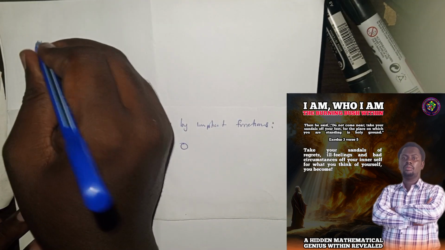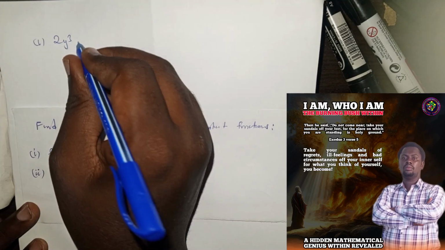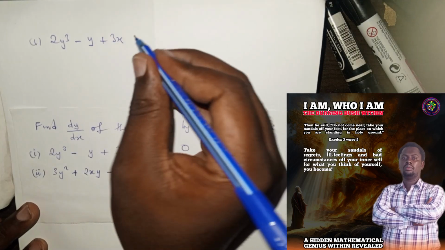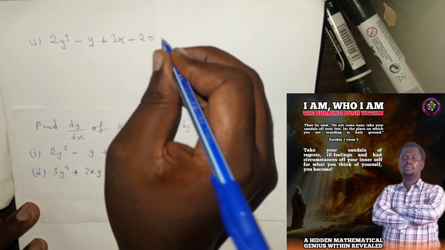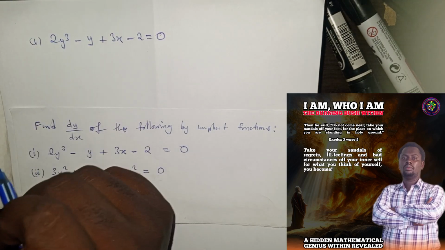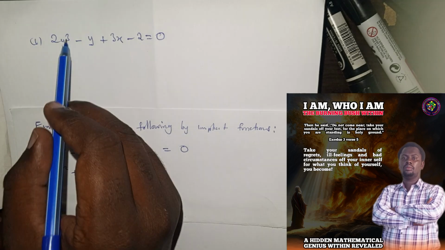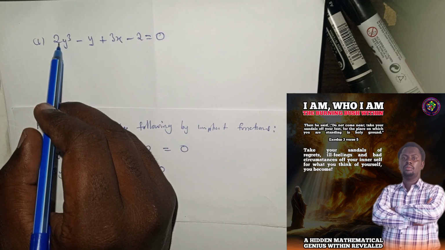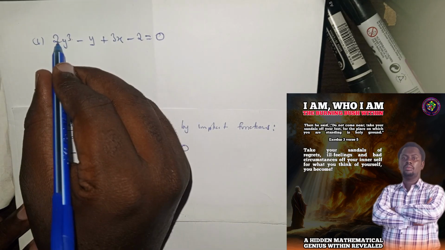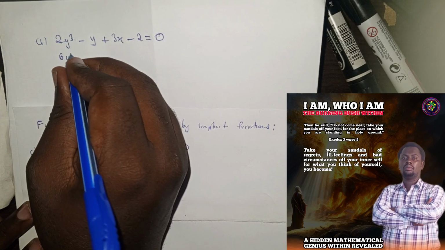So the first one, we have 2y cubed minus y plus 3x minus 2 is equal to 0. Okay, so the derivative of 2y cubed: 3 multiplied by 2, you get 6. Then 3 minus 1, you get 2. So 3 multiplied by 2, that is 6, y to the power 3 minus 1, that is 2.